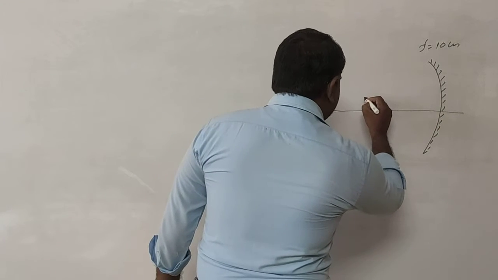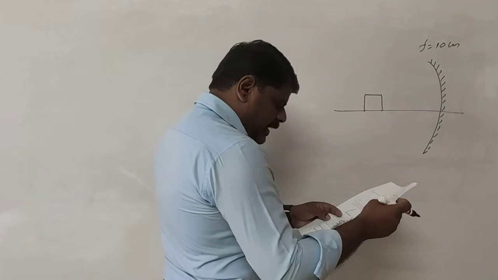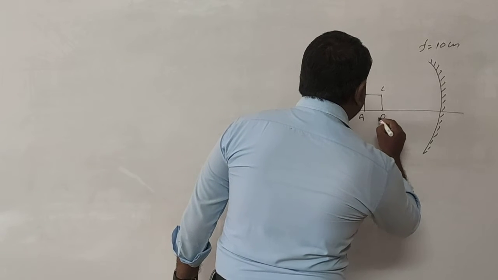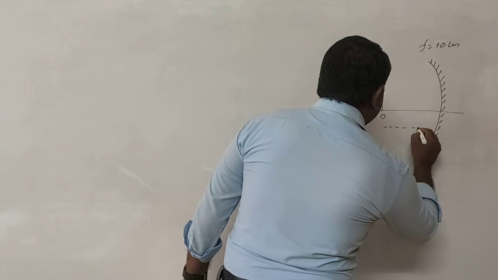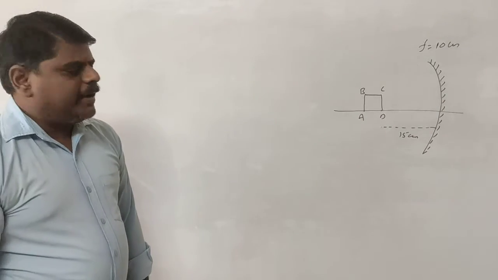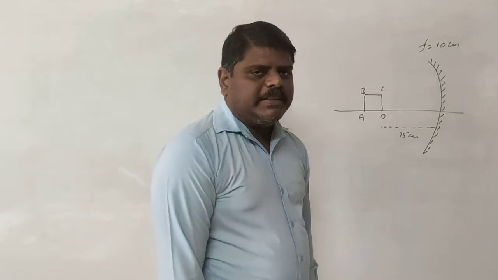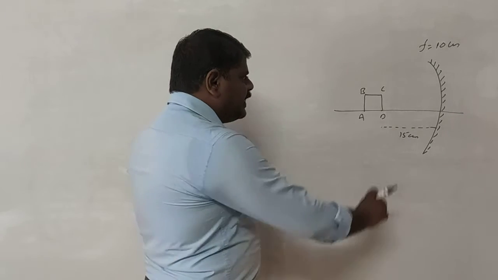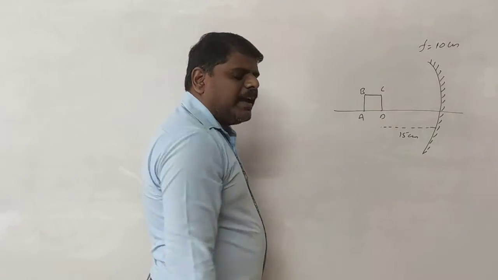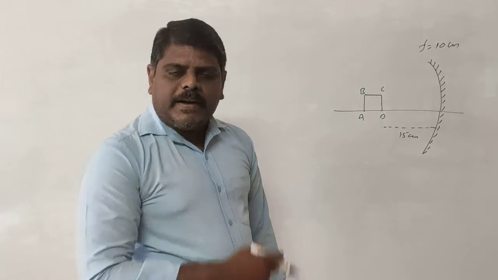And an object is going to be placed which is in the shape of a square. The square-shaped object is placed and the corners are labeled A, B, C and D, which is exactly at a distance of 15 centimeters. So the object is at a distance of 15 centimeters. Now we have to find out the image distance. Once we find the image distance, then we have to find out the size, the size perpendicular to the principal axis and the size parallel to the principal axis. If you find them, then it becomes very easy to find out the circumference.